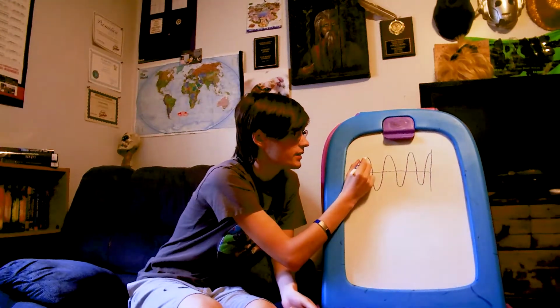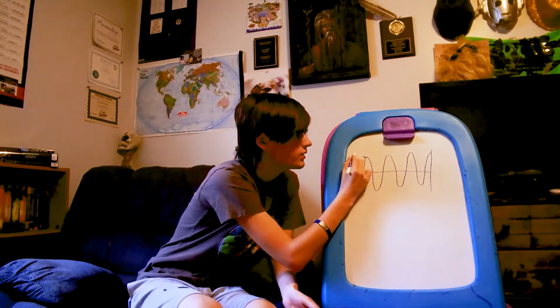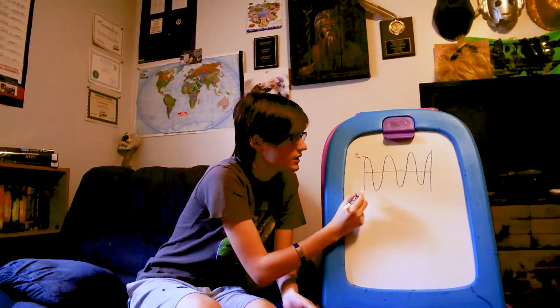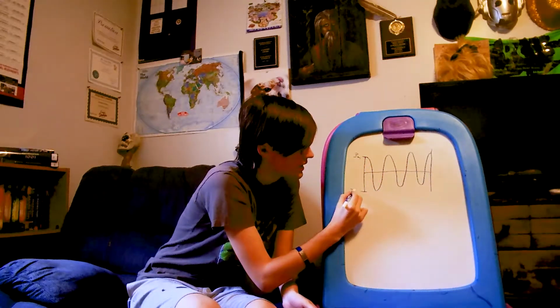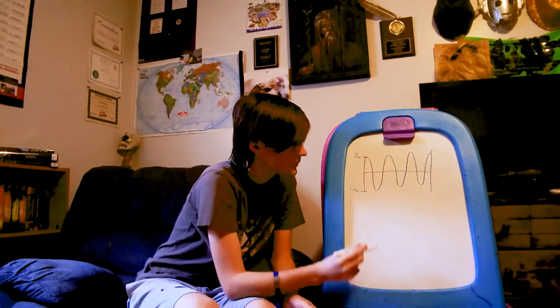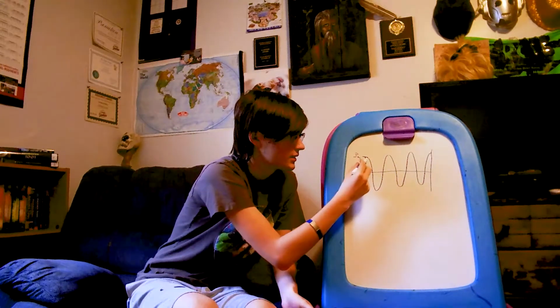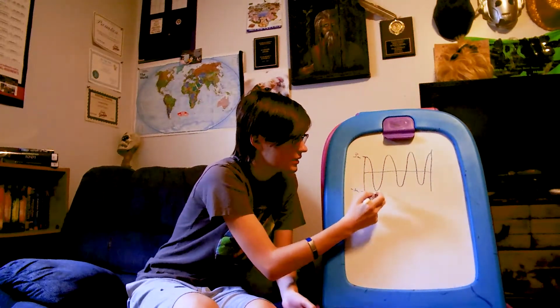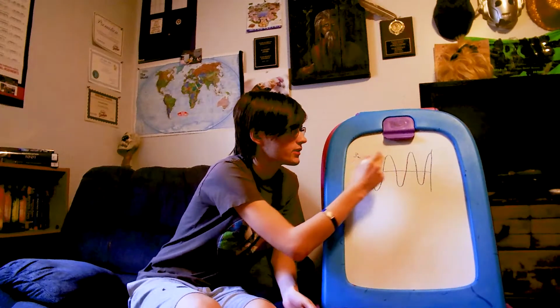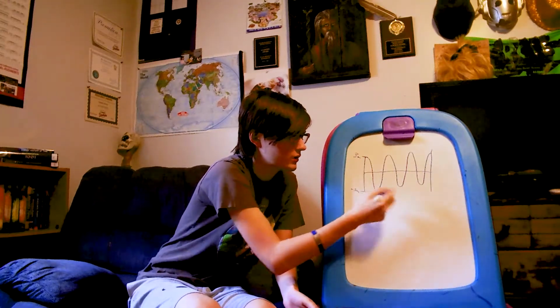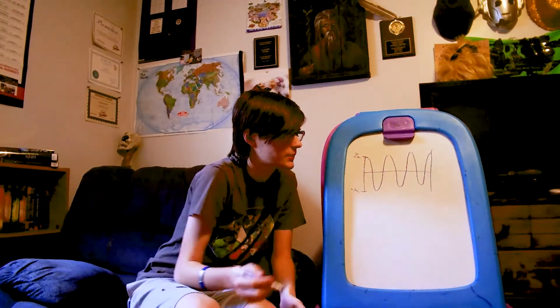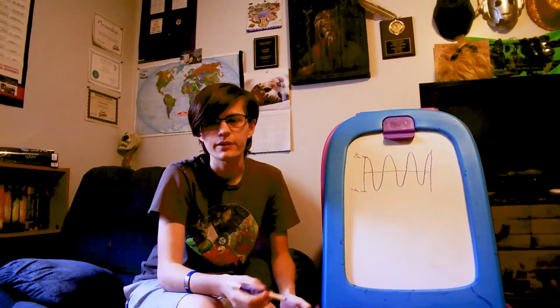So say this was 3 meters and this was -3 meters, then the amplitude would be 3 meters because the crests go up to 3 meters and the troughs go down to 3 meters. So you'd have your amplitude at 3 meters.